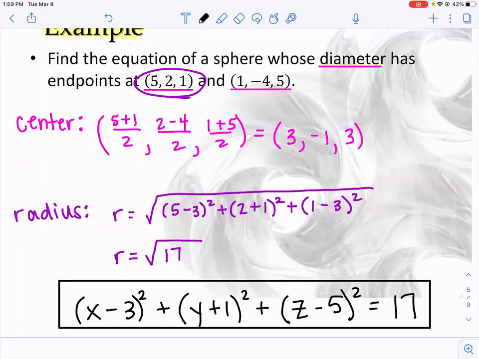I will also tell you that you're probably going to encounter a problem where you have like x squared plus 5x plus y squared minus 6y plus z squared plus 10z. And you're going to have to complete the square 3 times in order to get the equation of your sphere. Okay, but I have complete faith in you. You're going to be fine.